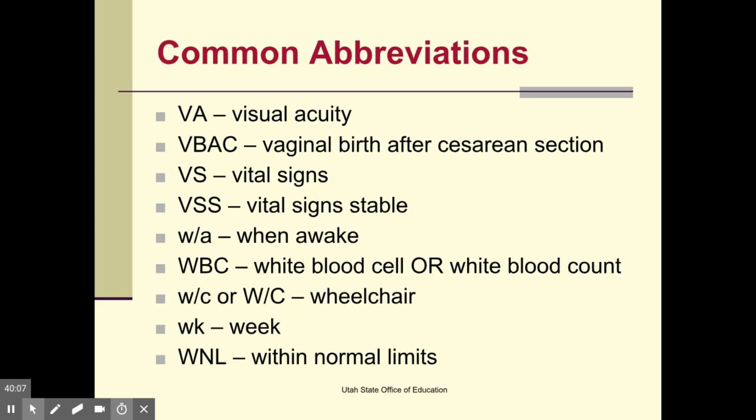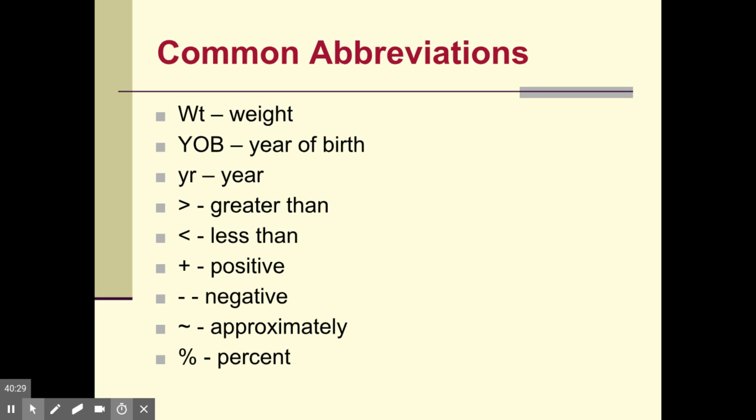WBCs are still used for white blood cells. Wheelchair, we write wheelchair out because it can also be misinterpreted because some people will consider WC something else, so we write out wheelchair. Week, WK. Within normal limits, we still use WNL. Weight, we can still use WT. Year of birth, YOB. Year can be YR.